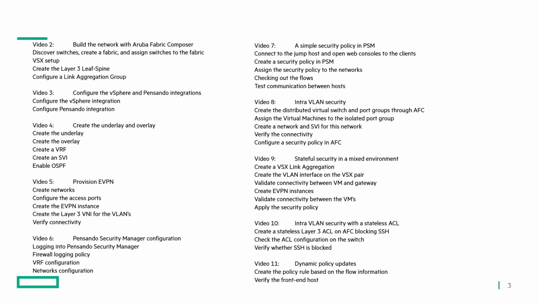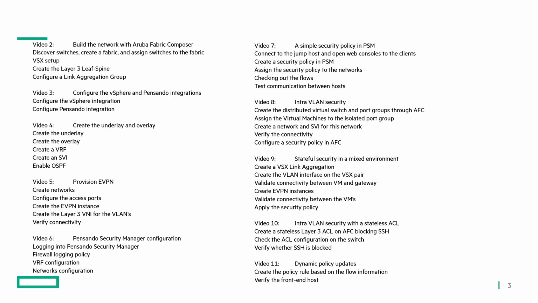Then in video 7, I'm going to start working on the Aruba 10K switch, the 10,000 switch, by creating a very simple security policy in the Pensando Services Manager, blocking ICMP really. So it's really very straightforward and simple. I will create that security policy, apply it to the network, check out the flows and see whether the security policy actually works.